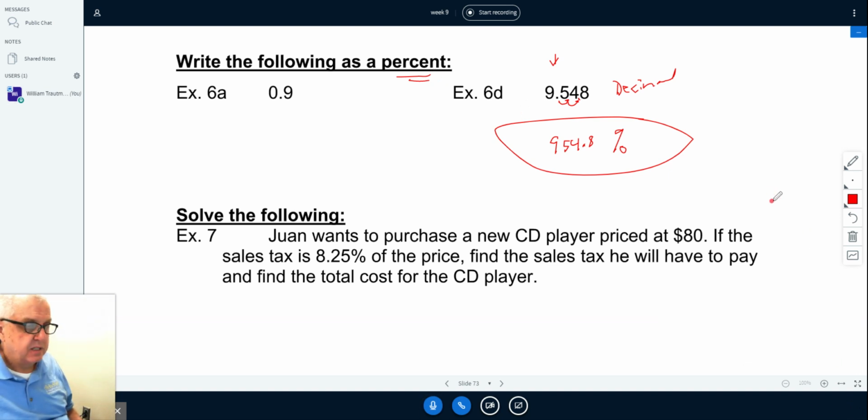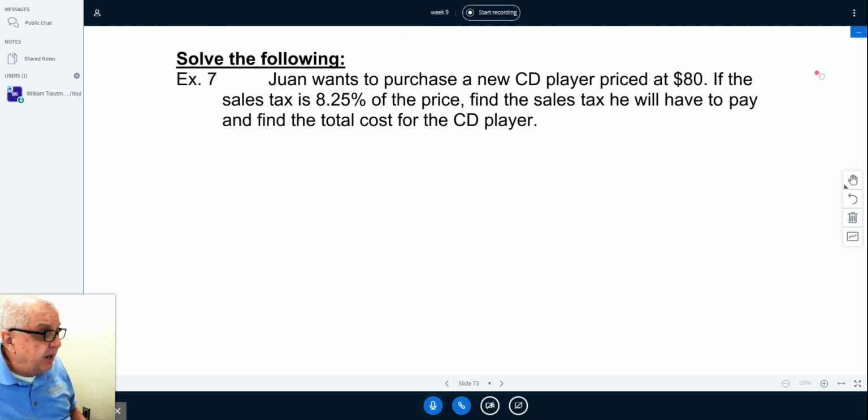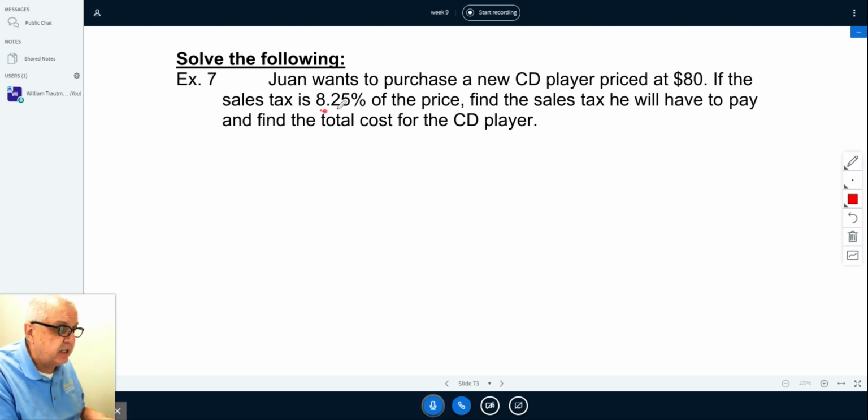All right. So let's get into the word problems for this section. And I really recommend using your formula sheet that I put in there. Print this out and use this. Juan wants to purchase a new CD player priced at $80. If the tax is this much of the price, find the sales tax.